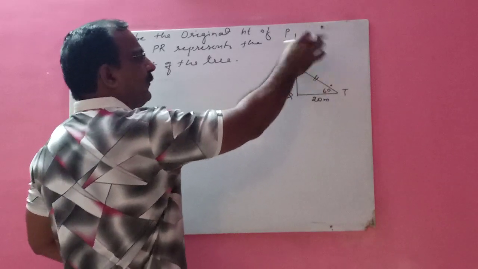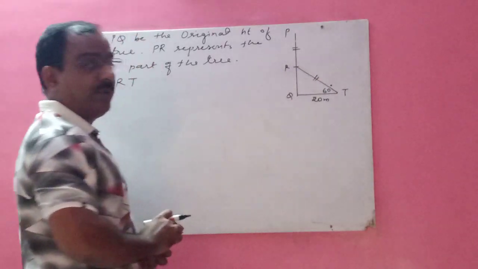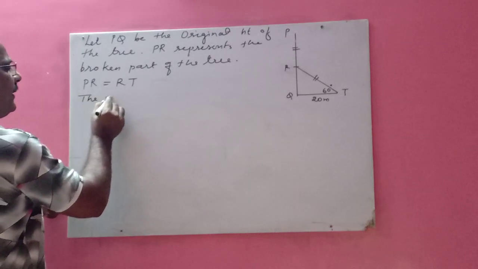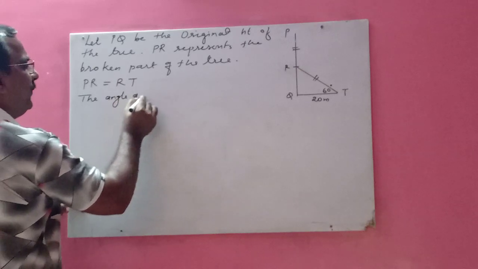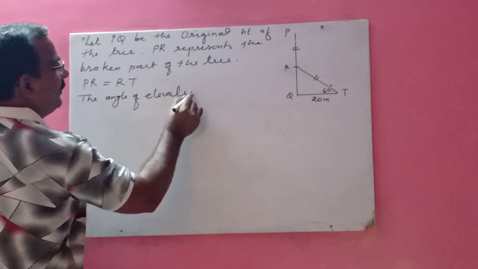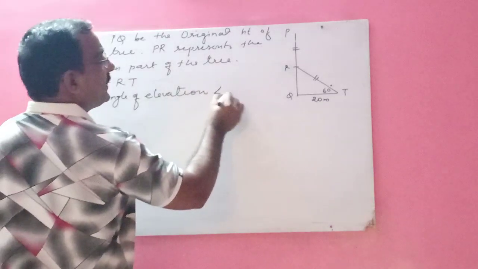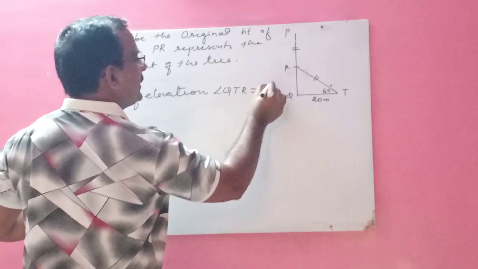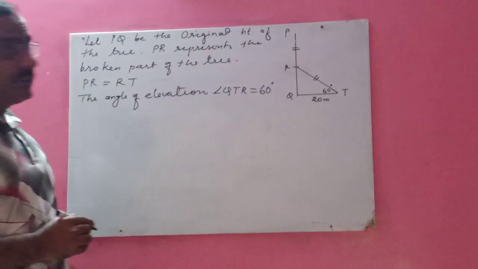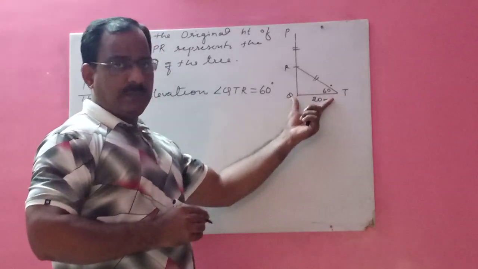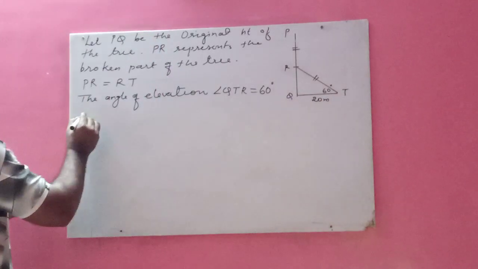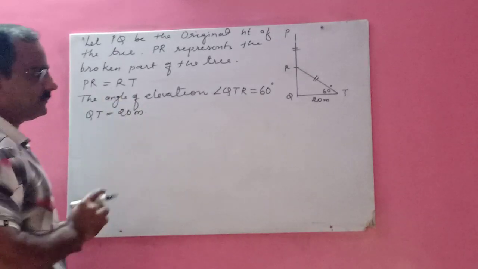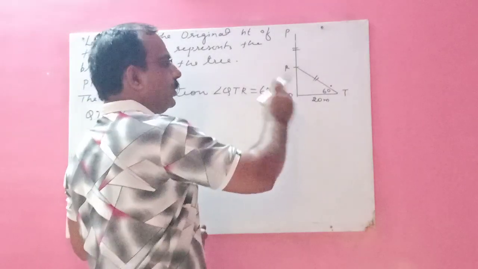This broken part when it falls on the ground makes an angle of 60 degree. So the angle of elevation is angle QTR, which is given 60 degree. Also this length QT is given 20 meter. So QT is equal to 20 meter. We want to find out PQ.